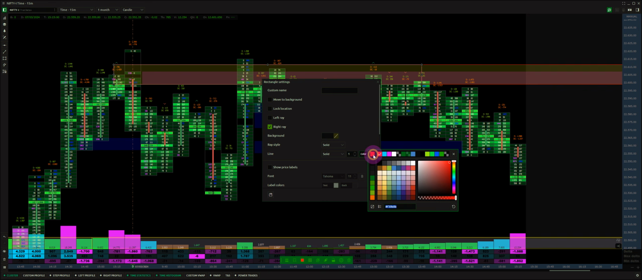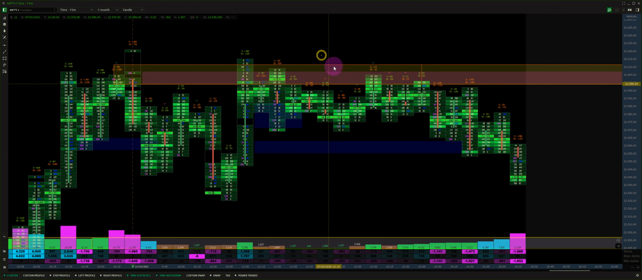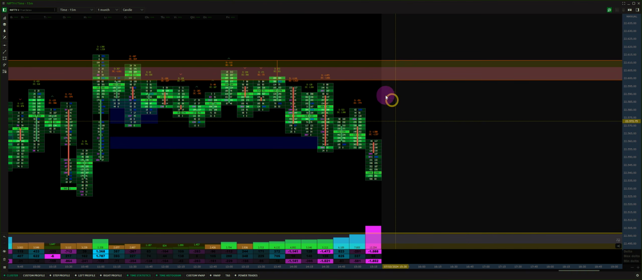You can color it in a different color. Let's say if you've kept red for extremely good absorption, you can color it maybe orange, or something of that sort, like this. Okay, so whenever the market approaches this area, this orange shade, I know that yes, this is a good level, and I will expect responsive sellers.